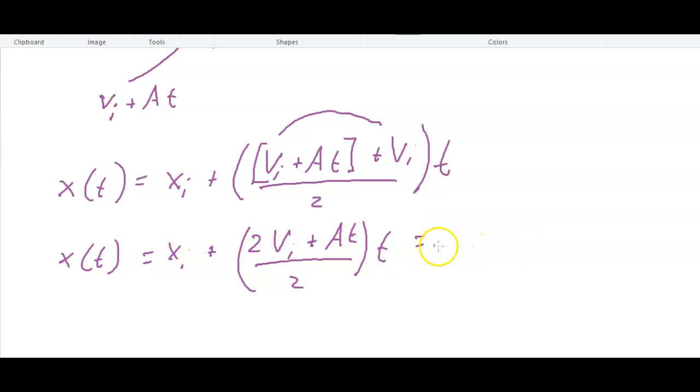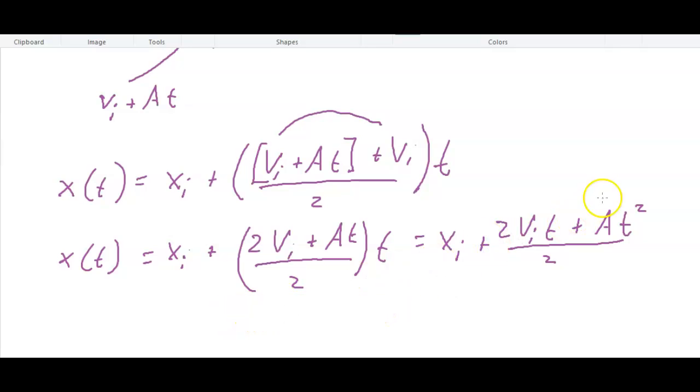So we still have the xi by itself. You can see the xi. And now let's distribute that t. So we get 2vit plus at times another t. This t comes over, so we get at squared, and that's all divided by 2. Oh, but I forgot the plus.